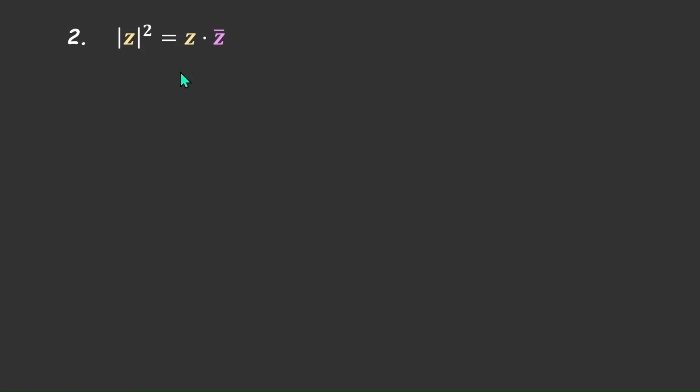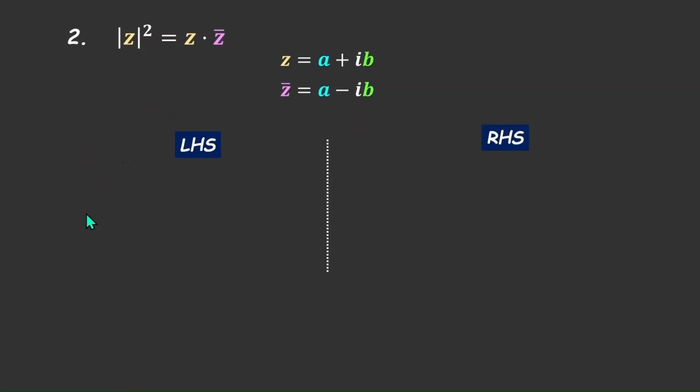Now for this question, let's assume z as any general a plus ib, like we always do. So z conjugate would be a minus ib, because the real part remains the same whereas the imaginary part's sign changes. So now our LHS would be mod of z square, so that would be a square plus b square, and that is about it on the LHS. Whereas on the RHS, z into z bar is equal to a plus ib into a minus ib. Now let's do the product.